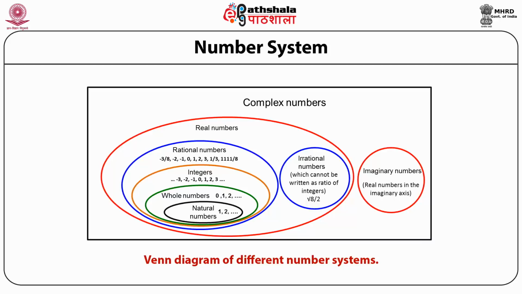Natural numbers are 1, 2, 3, all the positive integers, but not including 0. Then comes a bigger bracket, which is called whole numbers, where it is the natural numbers with the inclusion of 0. Then we go to the bigger bracket and find out what integers are. Integers are both the positive and the negative integers, or the natural numbers, including 0.